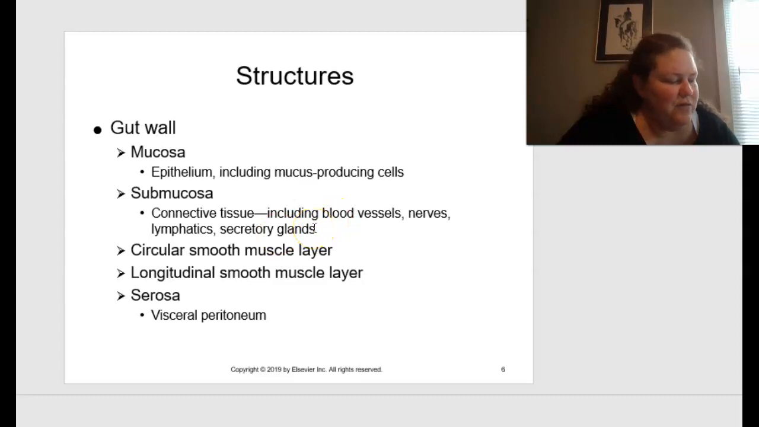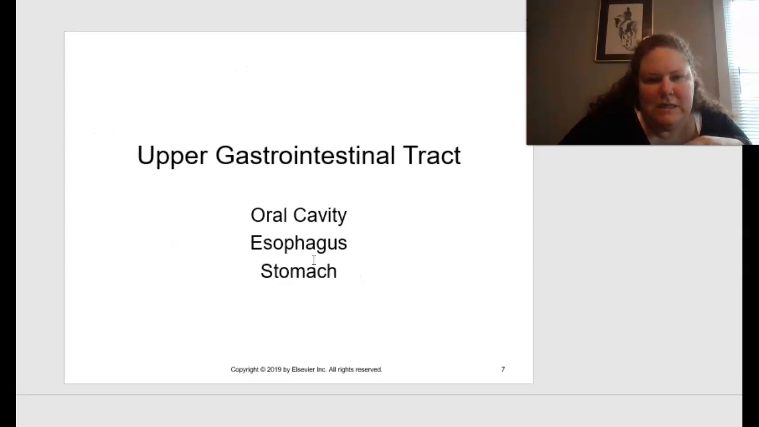Then we also have our circular smooth muscle layer, and this is where it's going to help to propel things through the longitudinal smooth muscle layer. And then we also have the serosa, which is the visceral peritoneum.